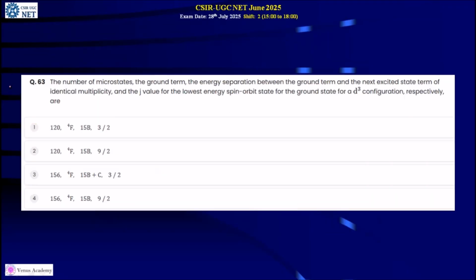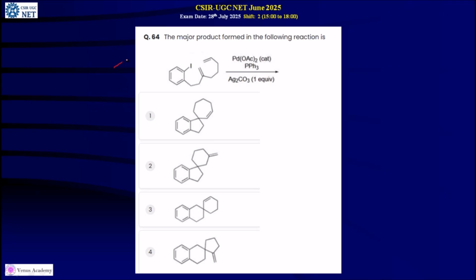Next, question number 63. The number of microstates, the ground term, the energy separation between the ground term and the next excited state term of identical multiplicity, and the value of the lowest energy spin orbit state for the ground state for d3 configuration, respectively, are... Option number 1 is the correct option, students.